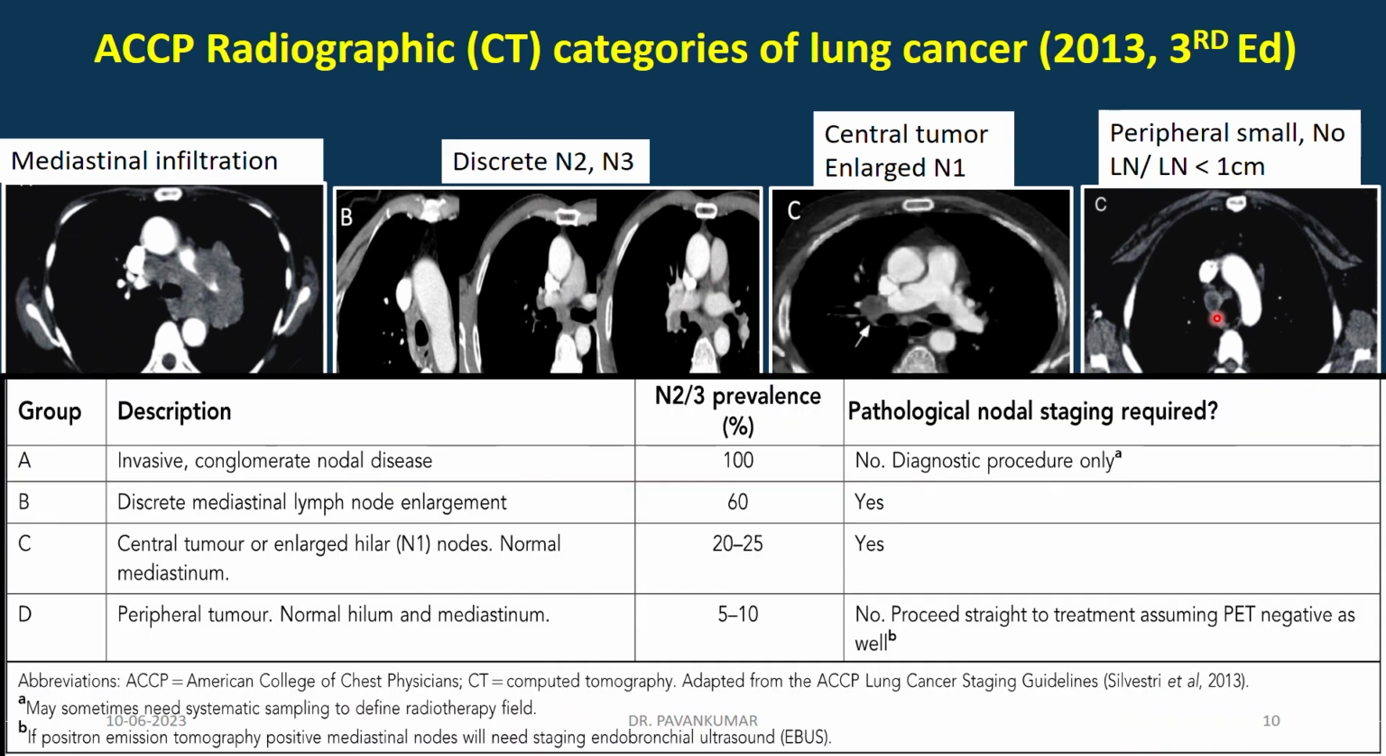In these 4 groups, what is important, what defines the treatment, is N0 or N3. If you are N3, no surgery. So the prevalence of N2, N3 disease in group A, where the mediastinal infiltration is there, is 100%. You don't need staging for this patient.